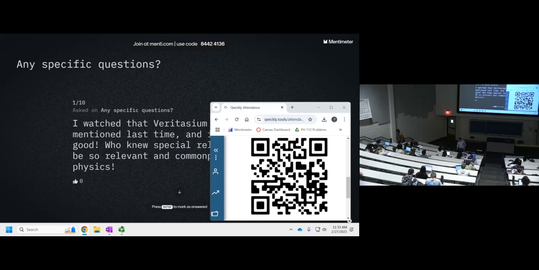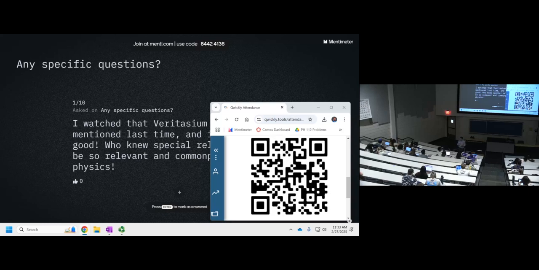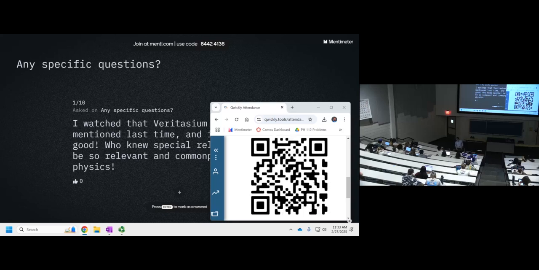I watched the Veritasium video you mentioned last time, and it was very good. Who knew special relativity would be so relevant and commonplace? I love physics. More power to you. I appreciate that. Physics is awesome. But watch the videos. I will make sure that it gets posted to Canvas at some point.